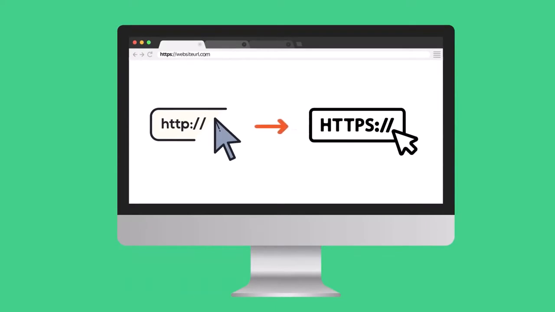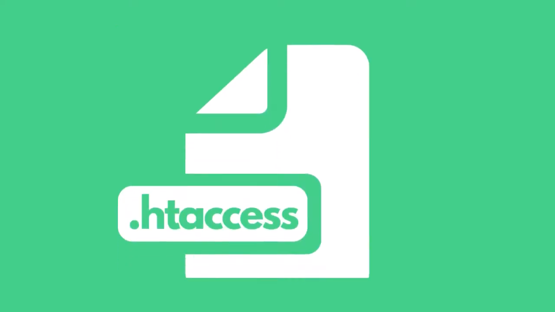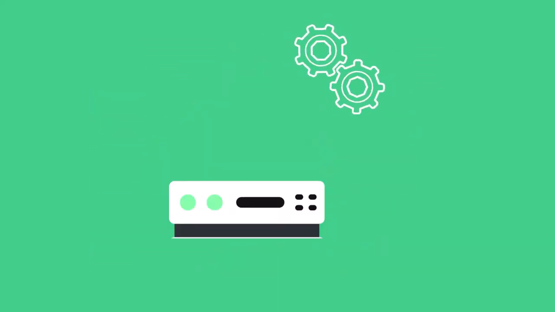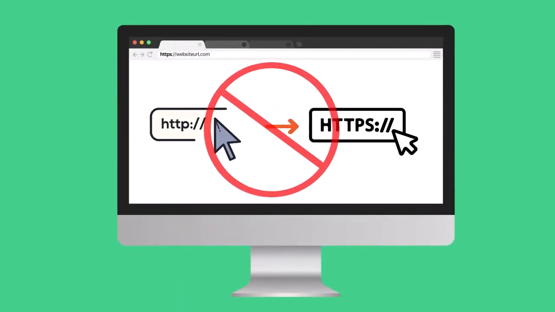HTTP to HTTPS redirection can be enabled previously in various ways, such as using the htaccess file, via the SSL WordPress plugins, Cloudflare, or cPanel server settings. You have to disable the HTTP to HTTPS redirection for all the options.